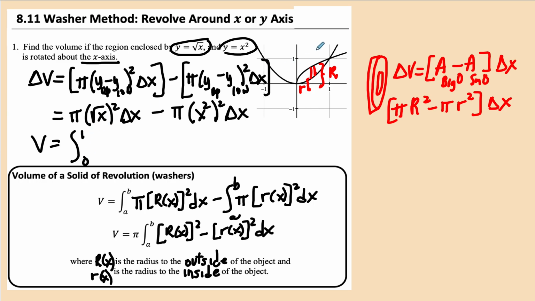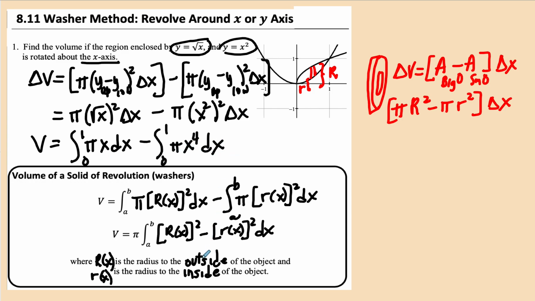That's the point that they have in common, 1, 1. And so this will be pi, and if you want to just simplify, x dx minus integral from 0 to 1 pi x to the 4th dx. And that'll create the volume.